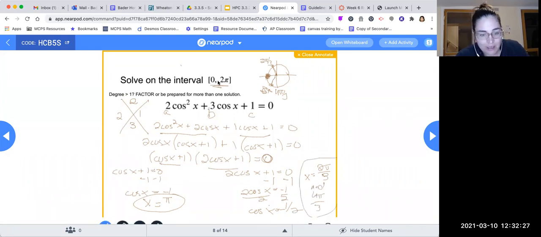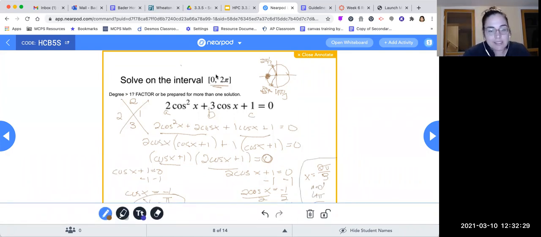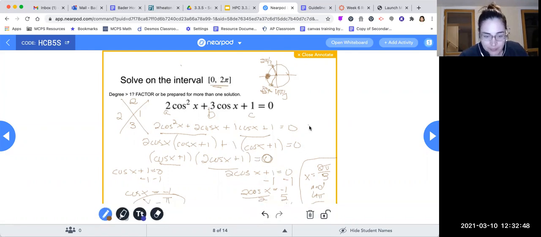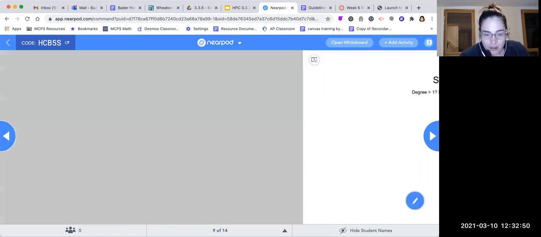So you can see why the interval is important, right? We need to specify what the domain restriction is so we can give the correct answers, because otherwise we would either assume that we were working within our normal domain restrictions, or that we don't know what they are. So that's why this is important.